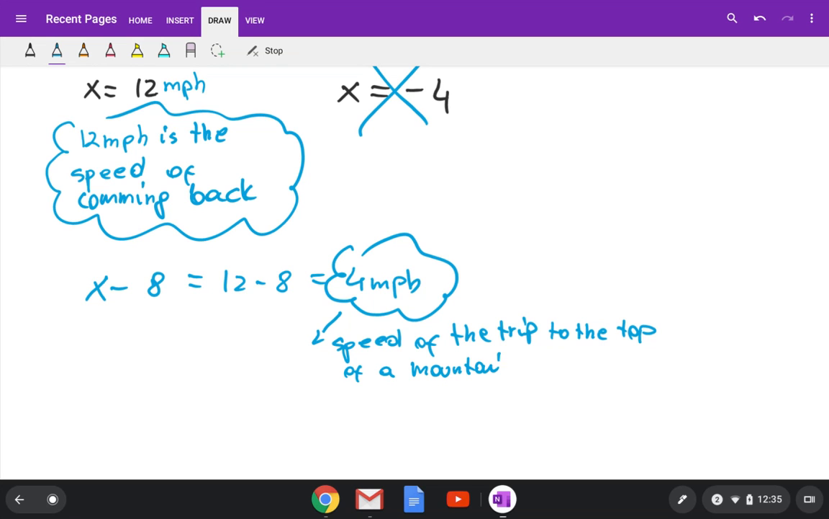Again, always when you solve it, you want to check if your solution makes sense. Yes, it makes sense that the speed of our bike when we're riding to the top of the mountain is going to be 4 miles per hour. It's hard, depending on the slope, but coming down it should be much faster, and we got 12. So it looks like the solution makes sense.